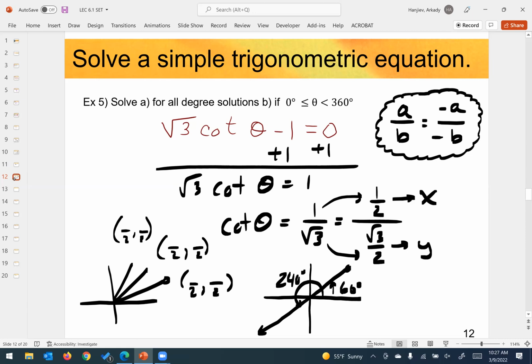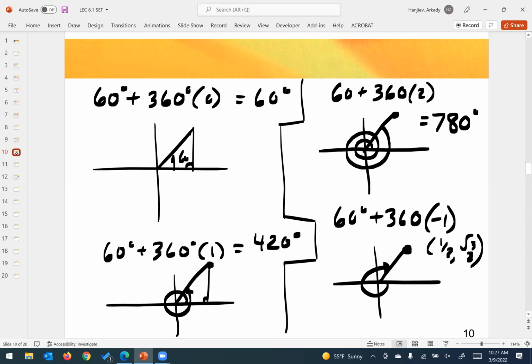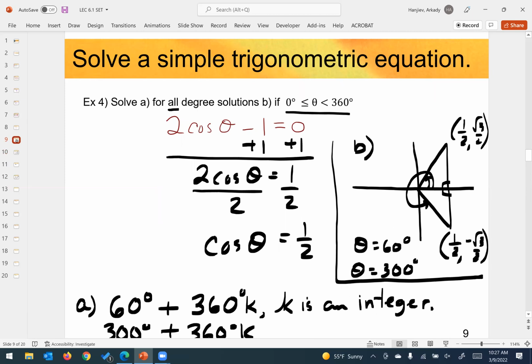In the last one, I think I completely missed that. The last one had no negative, which means it couldn't have been in the other quadrants. Okay, that makes sense.